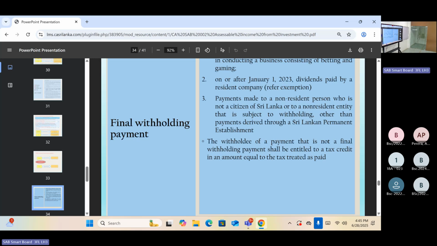That's what I mentioned. Withholding tax is the mode of payment. I have already paid tax. My employment income, I have already paid. My employer has deducted and paid tax on behalf of me. That can be claimed as tax credit. Other than final withholding, we can claim tax credit. Final withholding is not part of taxable income, and no tax credit is applicable. Is that clear? Right. That is final withholding payment.